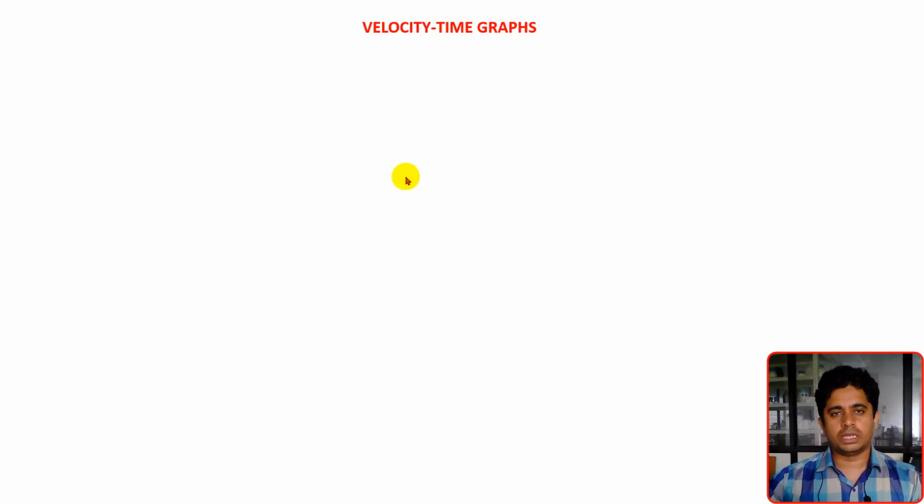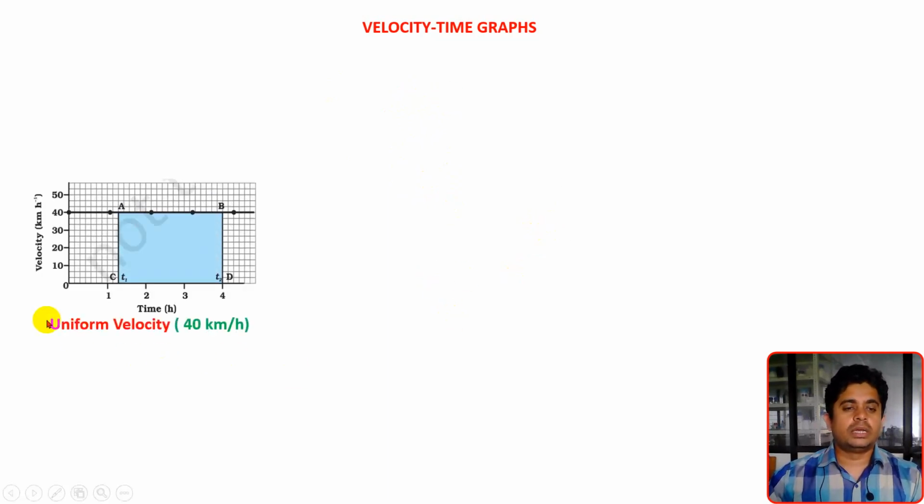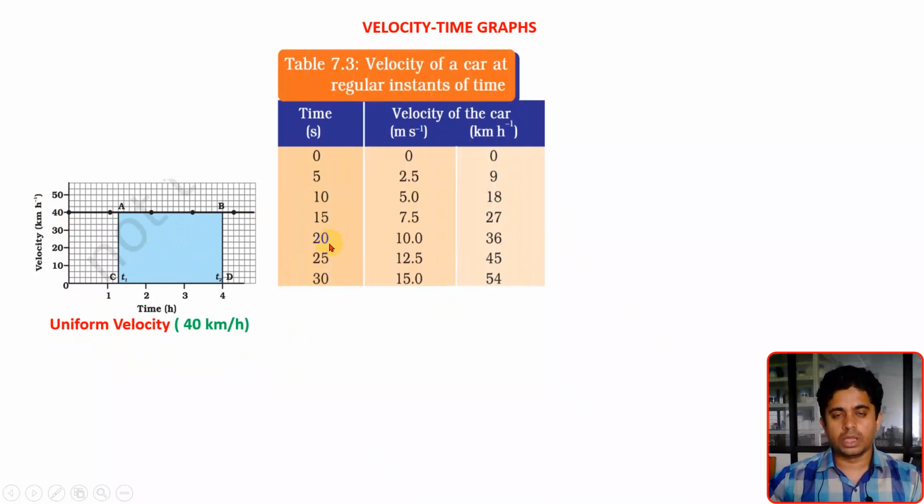Hello everyone. Last video we were discussing the velocity time graph. In this video we will continue our discussion. In the last video we discussed how the velocity time graph looks when the car is traveling with a uniform velocity, and how we calculate the magnitude of displacement in that case. Now in this video we will discuss when the velocity is not uniform.